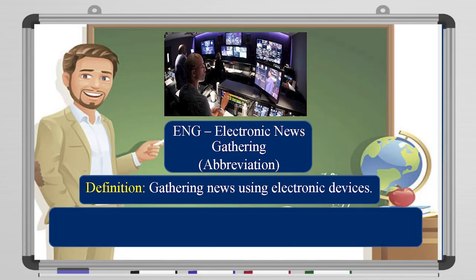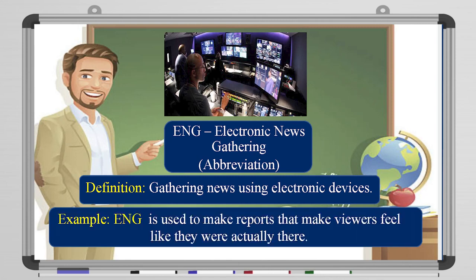So in contrast, in the past, what they used to do is hearsay. They used to hear people talk and speak amongst each other, and they used to write it down and bring it together. Nowadays, we use electronic devices like mobile phones, the internet, computers, and laptops. Is that correct? So if you look at the example, ENG is used to make reports that make viewers feel like they were actually there. Did you get it right?